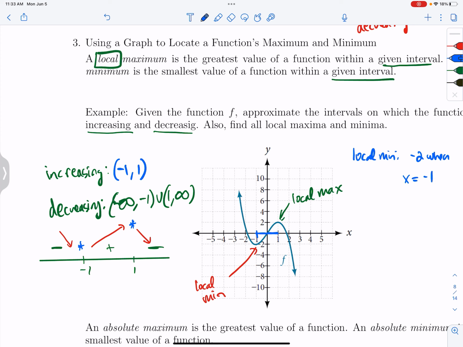Okay, and then the local max, that's saying what's the biggest y value. The local max is 2 when x is equal to 1.